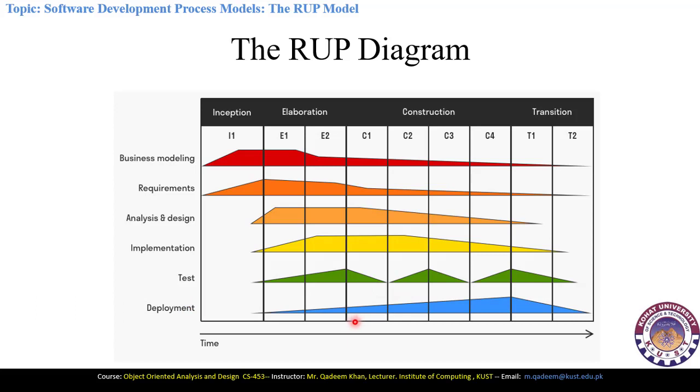And at the end we have the deployment discipline. Deployment means that we will practically provide the product to the end user environment. You can see that this occurs mostly in the transition phase, where the bar of the graph is highest. Now, with respect to time, we will complete all these activities starting from the inception and continuing until the transition phase.